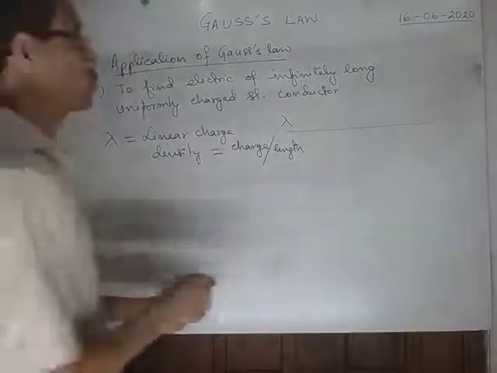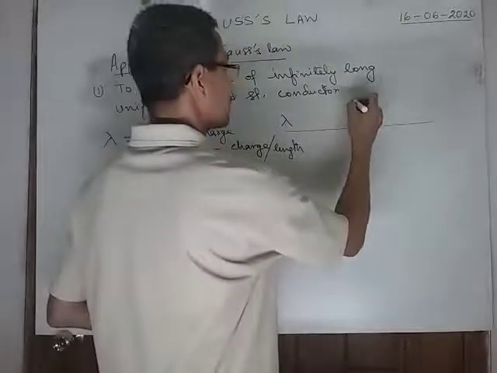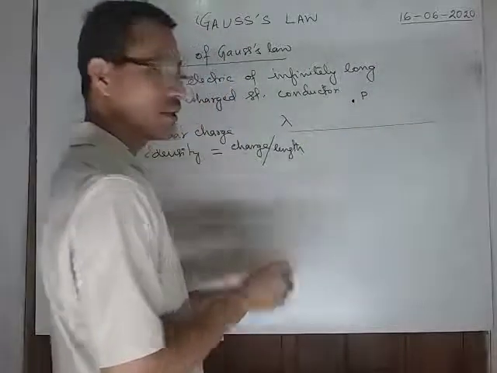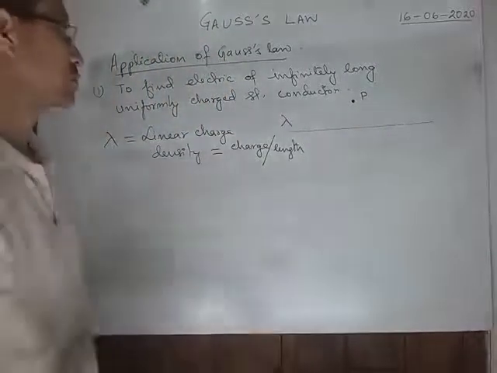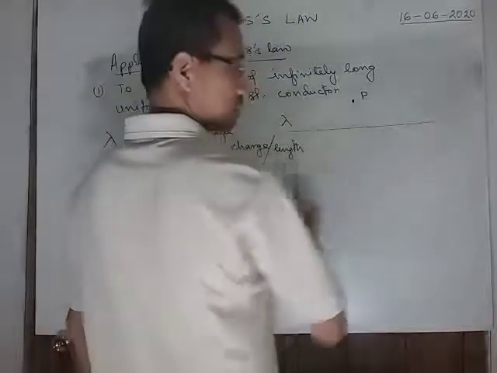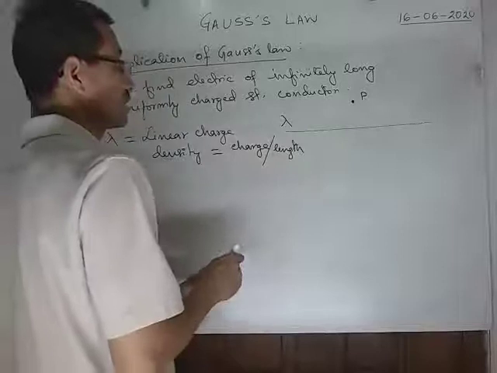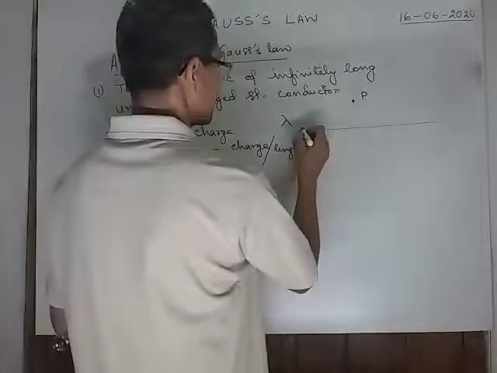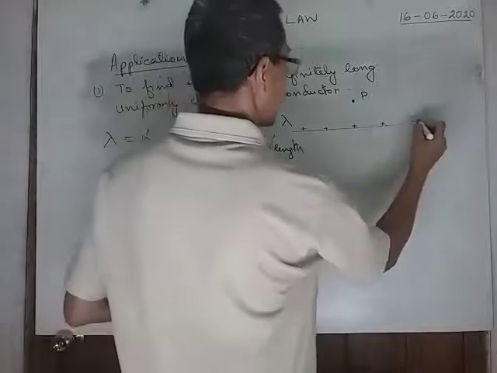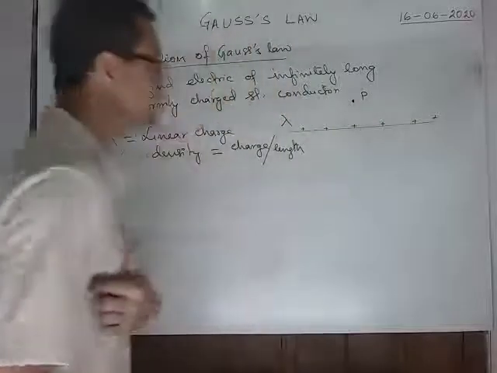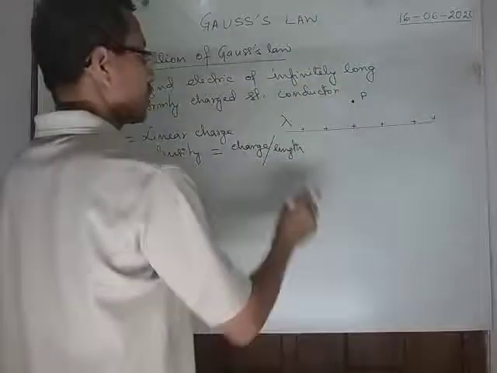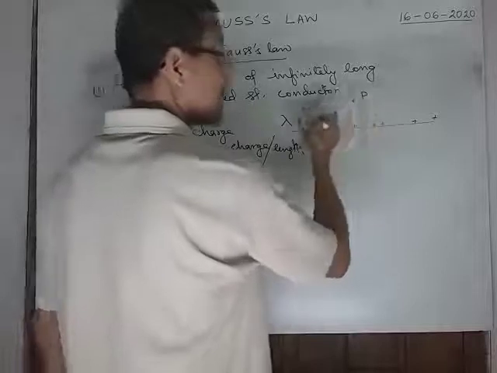So if you want to find out the electric field at this point P, you will call this point P the point of observation, because we want to find out the electric field E due to this infinitely long straight charged conductor. So let's take it that the charge present over this linear conductor is positive.